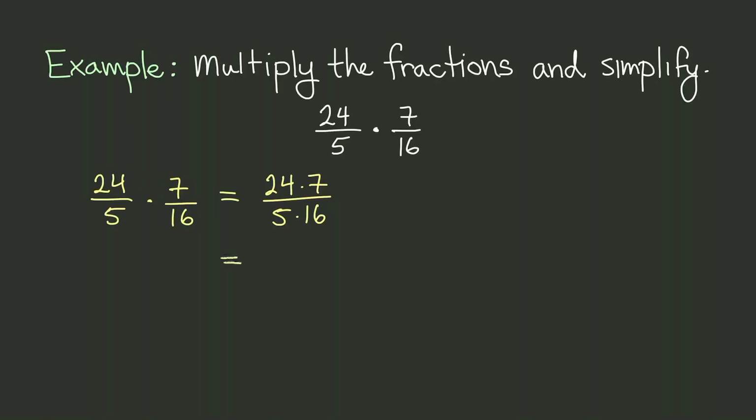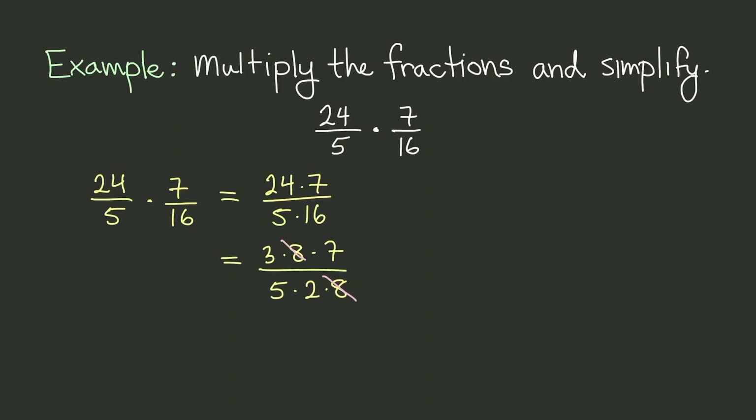So 24 is going to be 3 times 8. So I have 3 times 8 times 7 in the numerator. And then 16 I can factor as 2 times 8. So we'll have 5 times 2 times 8 in the denominator. Now I can see that I have an 8 in the numerator and the denominator, and so I'm going to cancel that out. Now let's look and see what we have left.